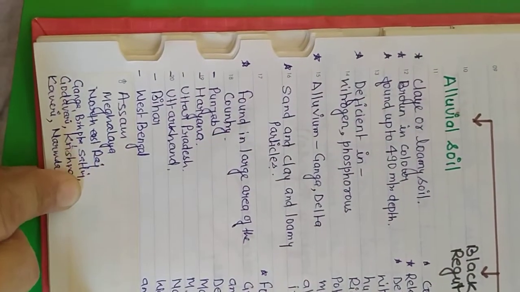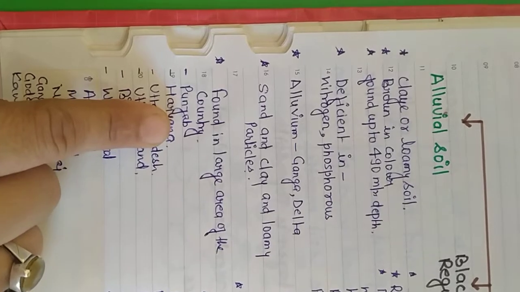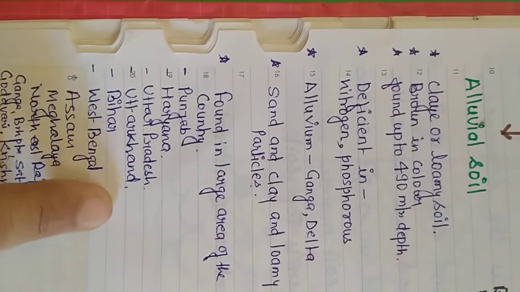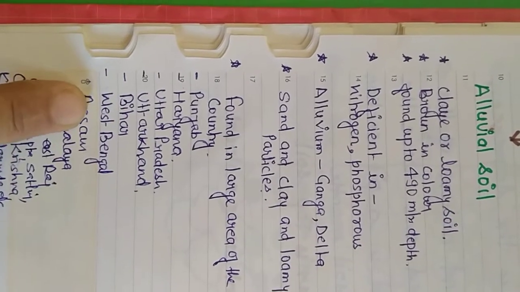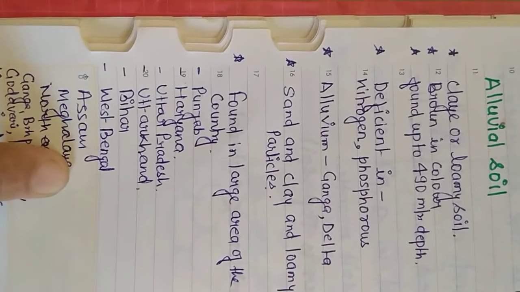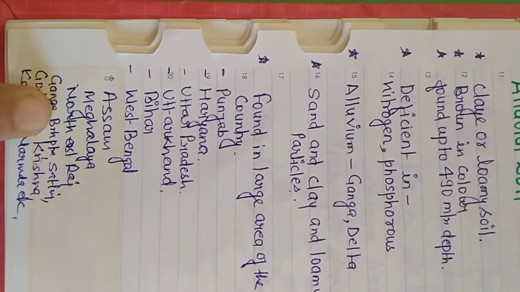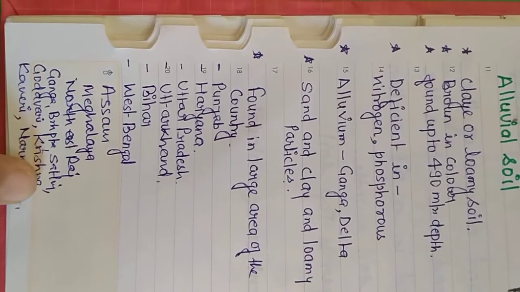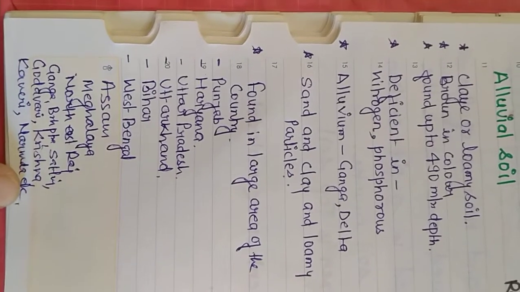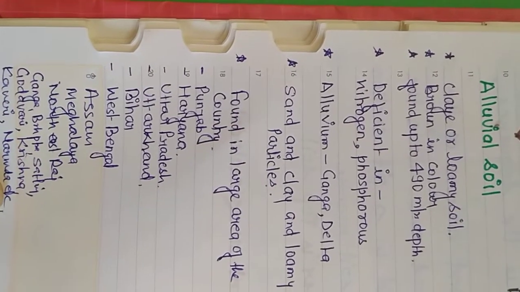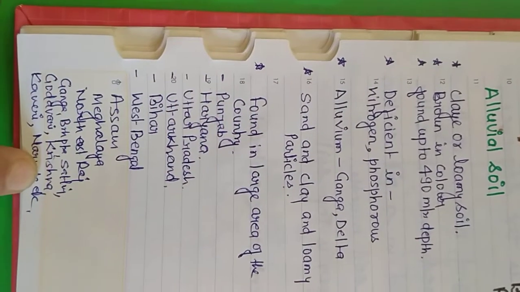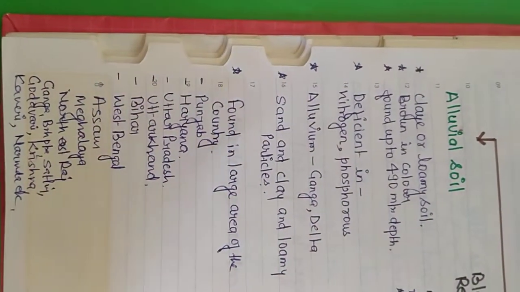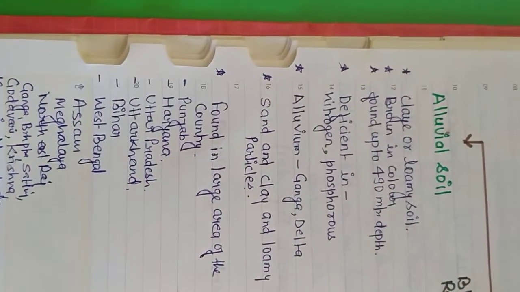Some states are there like Punjab, Haryana, Uttar Pradesh, Uttarakhand, Bihar, West Bengal, Assam, Meghalaya, Northeast Rajasthan, and the basins of the Ganga, Brahmaputra and Satluj, Godavari, Krishna, Kaveri and Narmada. So these are the regions where we can easily find the alluvial soil. In general, we can say alluvial soil is a very important soil.